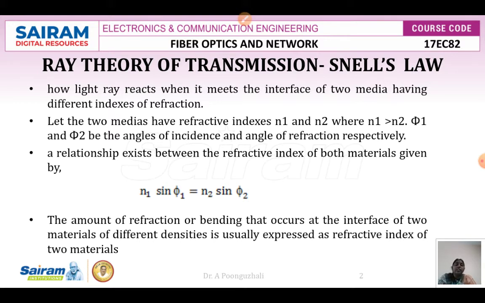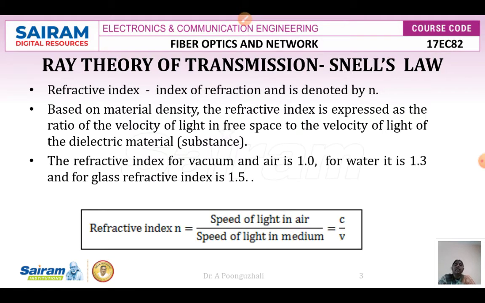Phi 1 is the angle of the incident ray to the normal of the interface, and phi 2 is the angle of refraction to the normal of the interface. The amount of refraction depends on the interface of the two materials. Based on the refractive indices of the two materials, the angle of refraction is determined. The refractive index is the index of refraction, denoted by n.